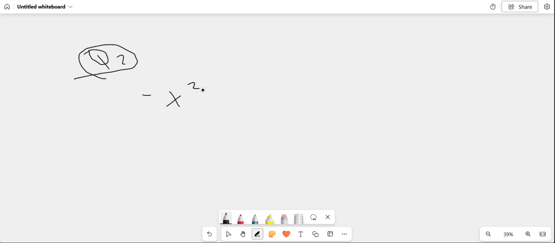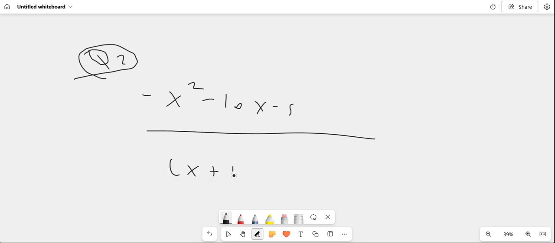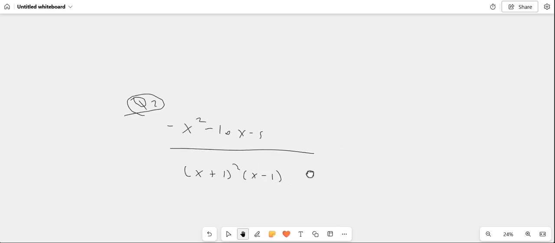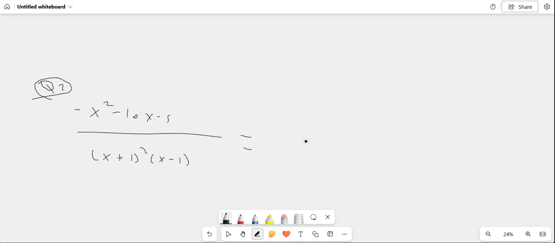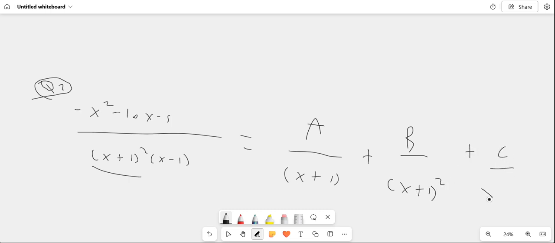We've got minus x squared, yeah? Minus 10x minus 5, yeah? Over x plus 1 squared x minus 1, yeah? So again, the repeated factor here is x plus 1 squared, yeah? So when we make this, we need to put a over what the repeated factor is, which is x plus 1, plus b over the fully repeated thing, so like what we had here, so x plus 1 squared, plus c over x minus 1, yeah?